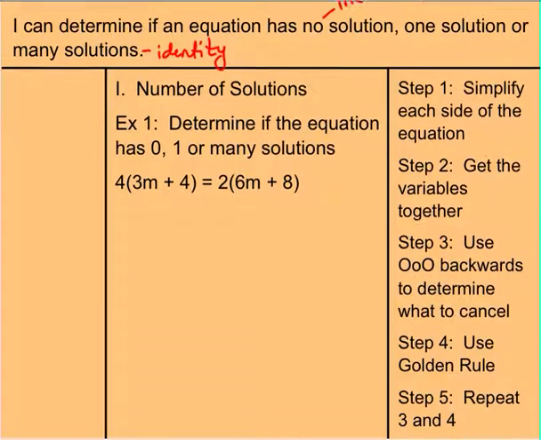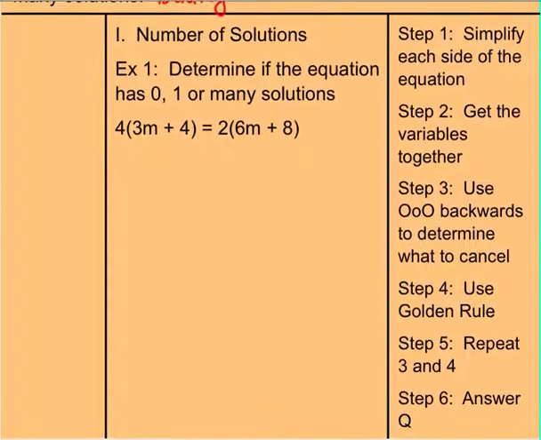Step 1, we're going to simplify each side of the equation if necessary. In this case, we've got some distributive property, so I'm going to go ahead and distribute. 4 times 3m is 12m. 4 times 4 is 16. Distributing on the right-hand side, 2 times 6m is 12m, and 2 times 8 is 16.